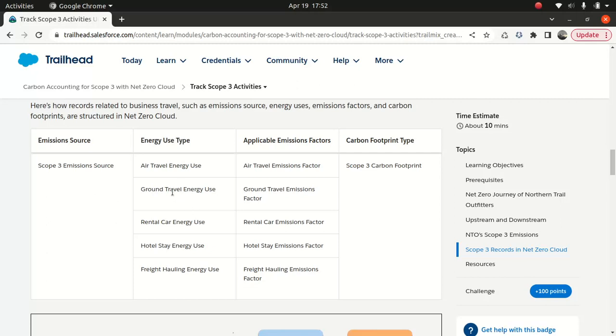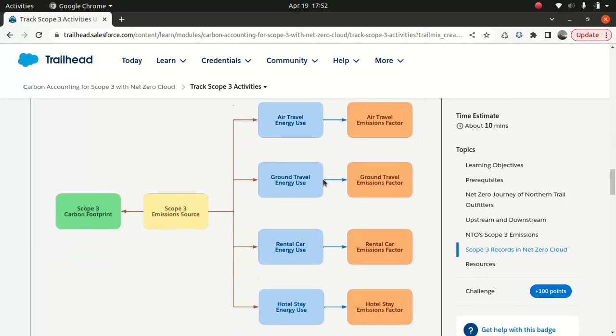As you can see from this table, if you're looking at scope 3 emission sources, we're looking at air travel energy use, ground travel energy use, rental car energy use, hotel stay energy use, freight hauling energy use, and other things. So this is just simple stuff. Then we have these data types, which are responsible for the data modeling, giving an idea about how the data gets stored in Net Zero Cloud. We have scope three carbon footprint, which contains information about emission sources of different types, for instance, air travel energy use. They use the air travel emission factor to calculate the value. The same goes with ground travel, rental car, and hotel stay.